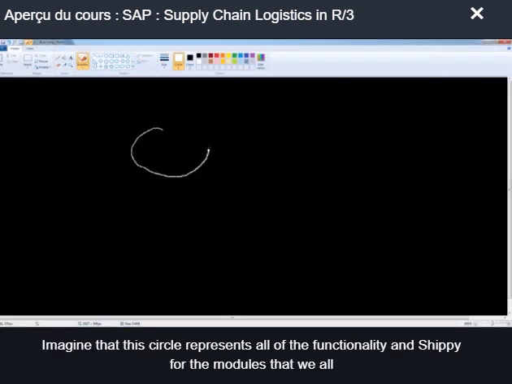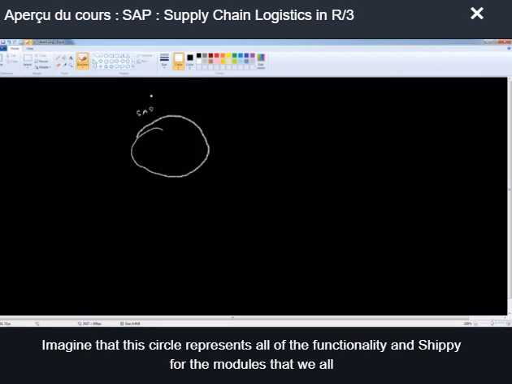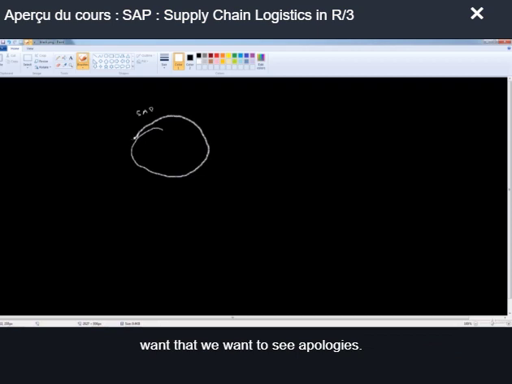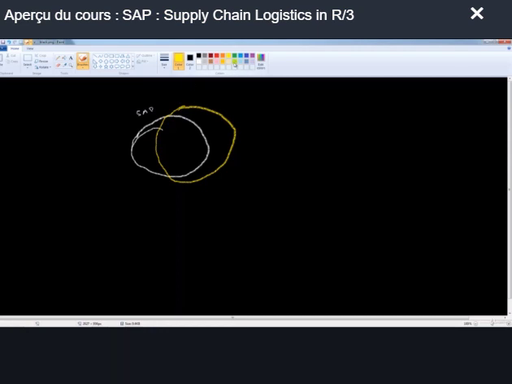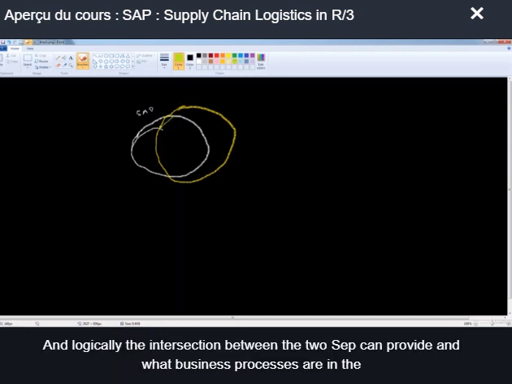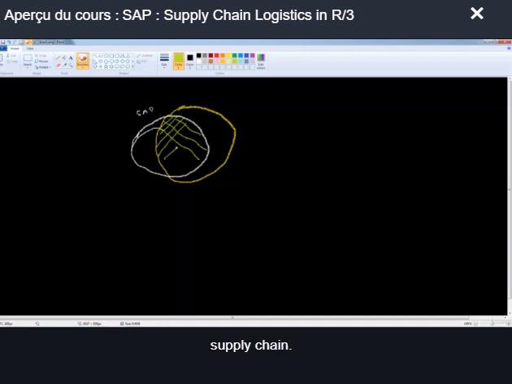Imagine that this circle represents all of the functionality in SAP for the modules that we want to see. Apologies, my circle is not very nicely drawn. Now imagine that this circle covers the processes that we can see in the supply chain. And logically, the intersection between the two, what SAP can provide and what business processes are in the supply chain, is what we should be covering.